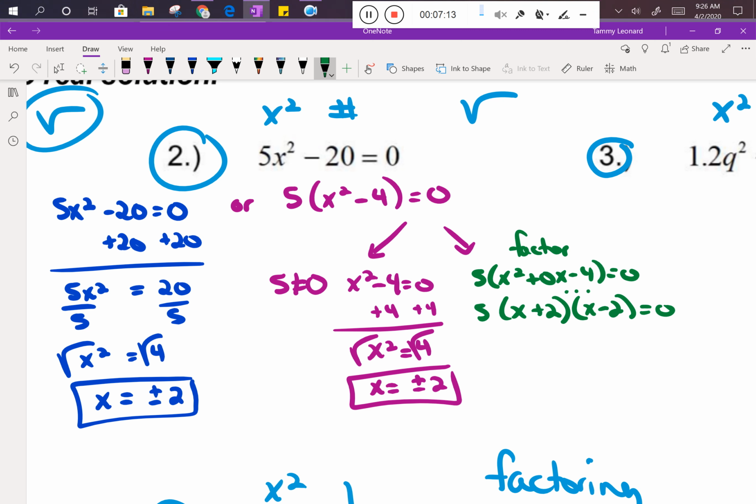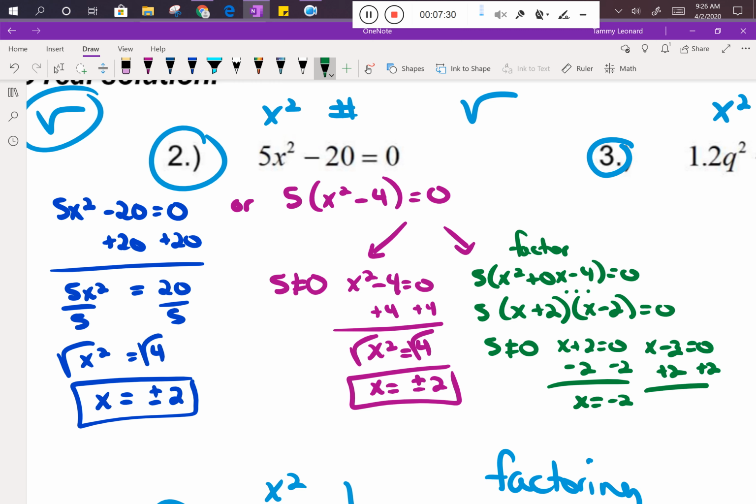We could have split the middle term. In this case, I would have said, well, 5 is clearly not 0. But if x plus 2 equaled 0, then x would equal negative 2. And if x minus 2 equals 0, then x could equal positive 2. Notice you get the same two answers. We took 3 different paths through that problem. They all led to the same answer. So when we have some of these problems, there are options about how we could go about solving them.